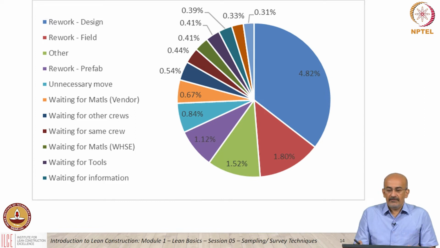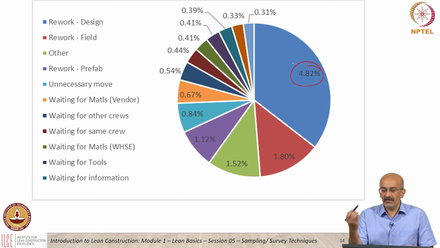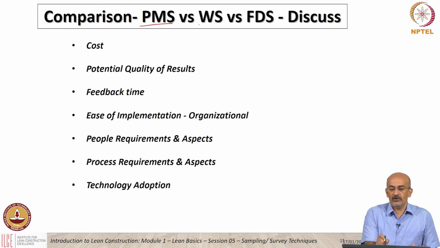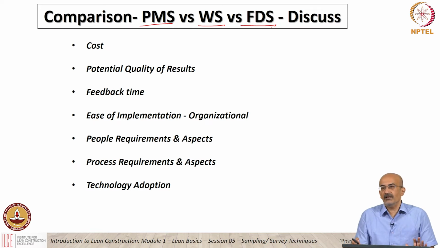The same data is put in the form of a pie chart here with different proportions. It's just a way of visualizing and to have more discussions on it. Now, to summarize, we talked earlier about productivity measurement systems, we talked about work sampling, and now we are talking about the Foreman delay survey. All of these are techniques for us to monitor what's happening on site, to understand if there is waste, to understand if things are going as planned or not.